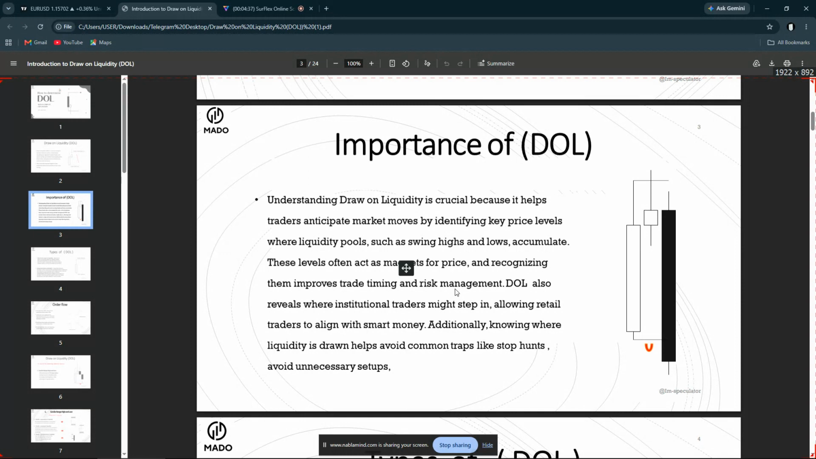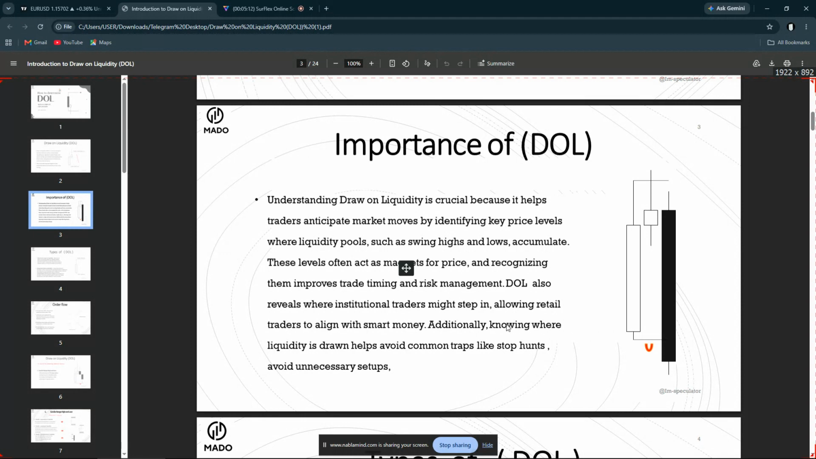It is very crucial in our trading aspect and in this era when trading in the forex market. Draw on liquidity also reveals where institutional traders might step in and also allows retail traders to align with smart money. When a trader anticipates the draw on liquidity, probably the buy side or the sell side liquidity, it helps you know how to apply your risk management in the direction of where price is going to go. Now, draw on liquidity also allows retail traders.